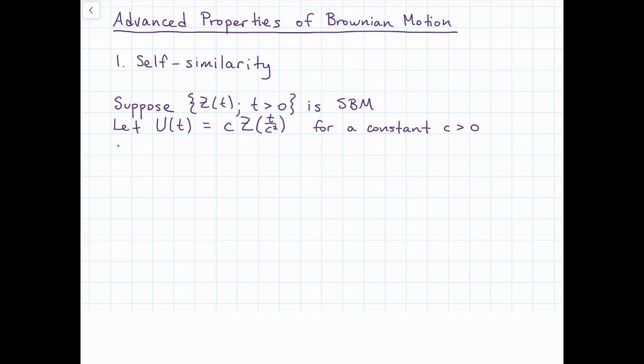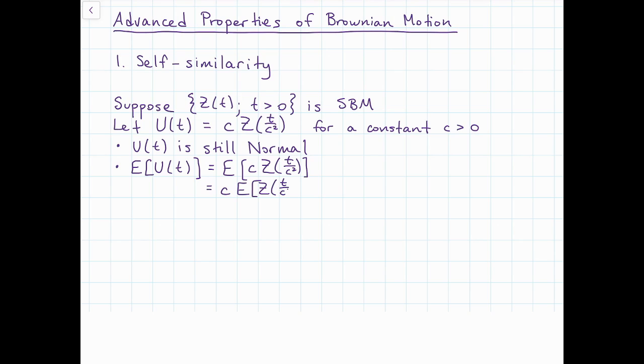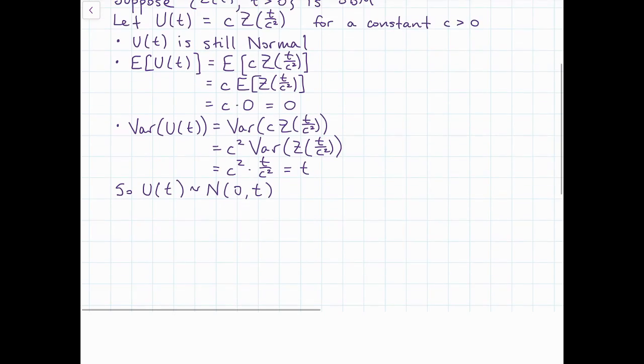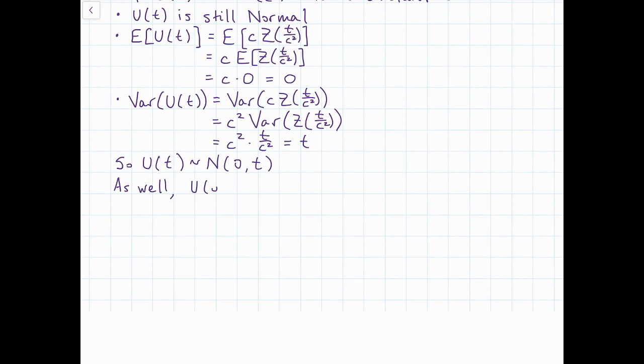Well, because this is a transformation of a normal random variable, it's still going to be normal. We could find the mean of U(t). It's going to be taking that constant outside, just c times the mean of the Z process, which is 0. So c times 0 is 0. And the variance of U(t) will be the variance of c times Z(t/c²). When we pull the constant outside, we square it, and then that's going to give us an overall variance of t. So what we've shown is that U(t) is normal with mean 0 and variance t.